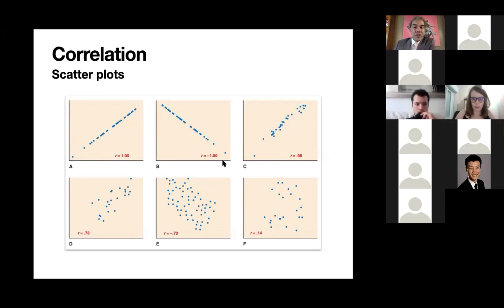So correlations can be from r = 1 to r = -1. r = 0 means there's no correlation between variables. r = 1 is a perfect positive correlation between variables, and r = -1 is a perfect negative correlation between variables.